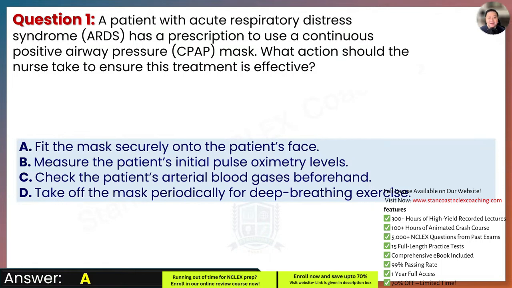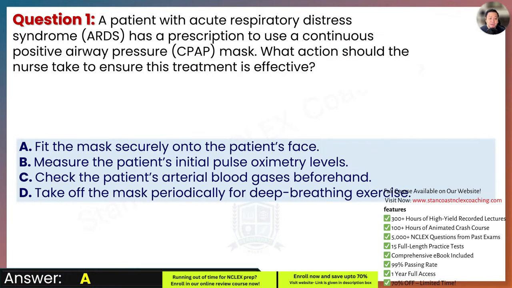Now, if the mask is not fitted correctly, air leaks can happen, and this can reduce the pressure, making the therapy ineffective. Without the proper seal, this patient would not receive the full therapeutic benefit, which makes mask fit a priority nursing action.